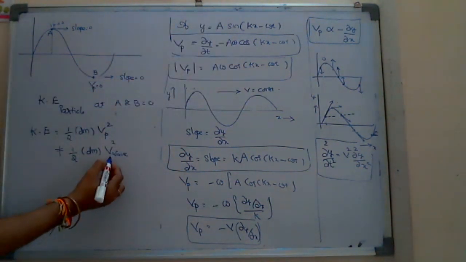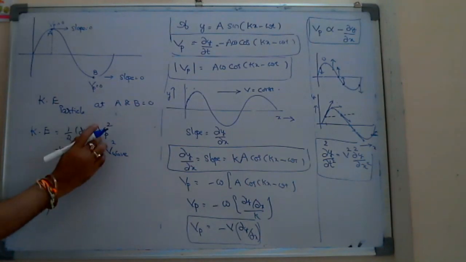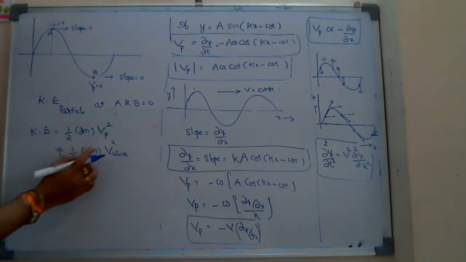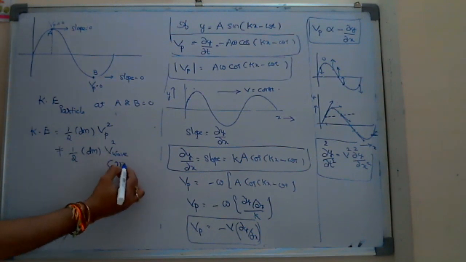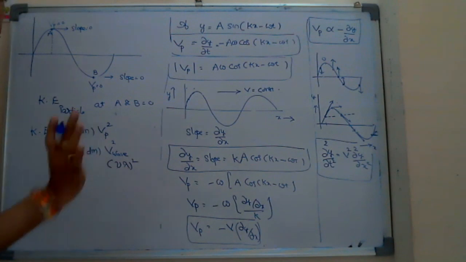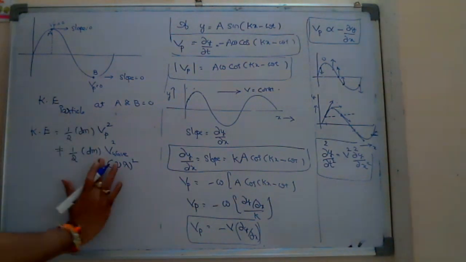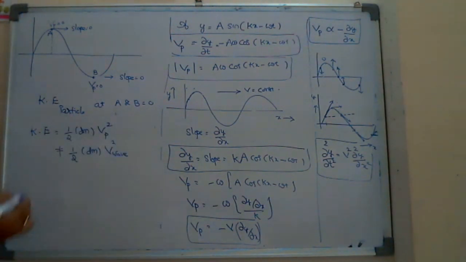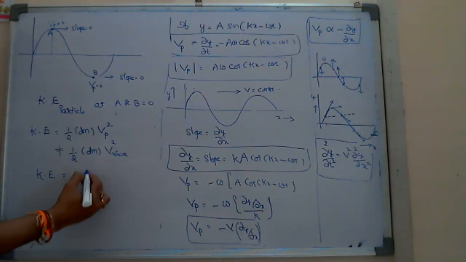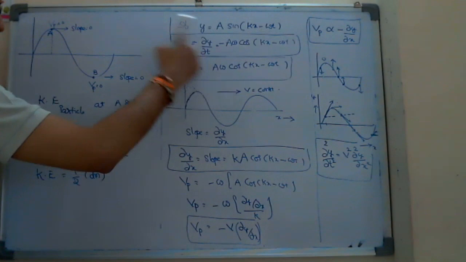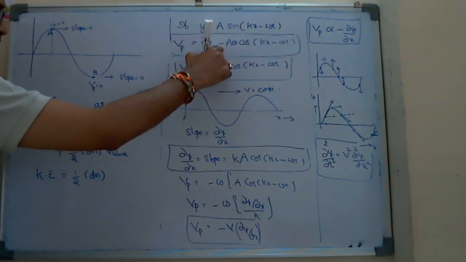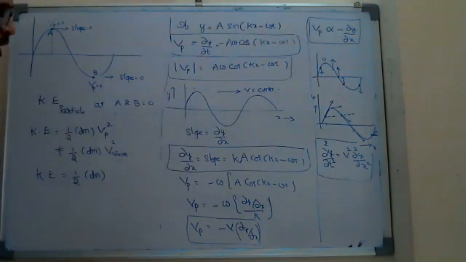If you get confused and take half dm into velocity of wave square, and try to substitute velocity of wave equals nu lambda whole square, then you will get everything wrong. So it is not equal to velocity of wave square. Therefore, kinetic energy is half into dm into velocity of particle square. From here I can write a square by squaring this one. Even though it is negative or positive, by squaring you will get a positive value.